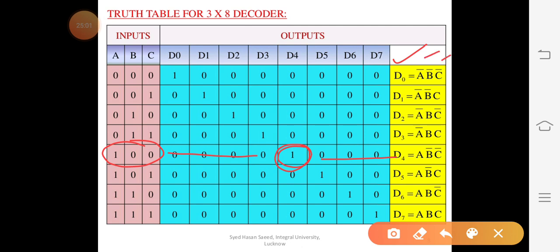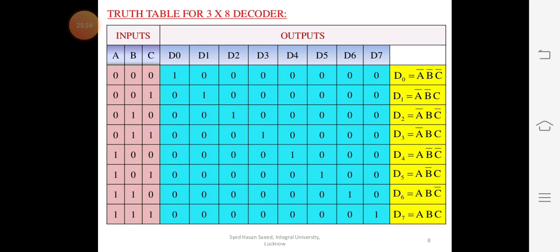D0 means A bar, B bar, C bar, that means 0 0 0. Same here, if you want to write the D4 minterm, because decoders generate minterms, then a D minterm means a product term that contains all the literals of input combinations, ठीक है. तो अगर आप 1 0 0 का बनाना है तो 1 का मतलब A, 0 का मतलब B बार, this 0 means C bar, तो A B बार C बार, done.